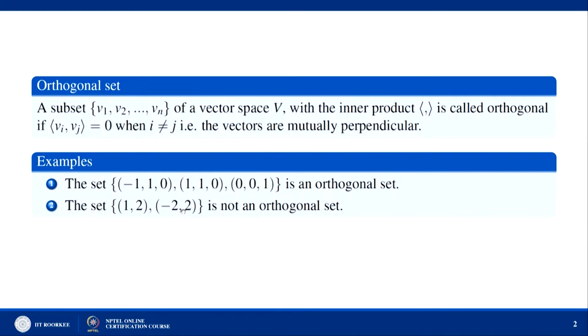Now if you take the inner product between these two vectors, it is minus 2 plus 4, which is 2, which is not equal to 0. That means this set is not an orthogonal set.